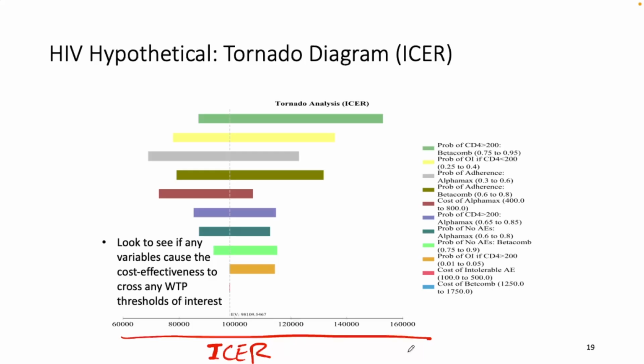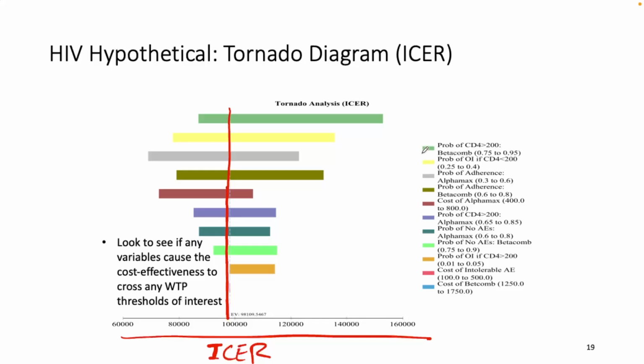People can use other types. You can use, like, net monetary benefit. You can use other variables, but most commonly it's the ICER. Now we have this dashed line right here, and this dashed line represents the base case analysis. And then what we're doing now is we're going parameter by parameter and rank ordering the parameters based on the width of how much they influence the ICER.